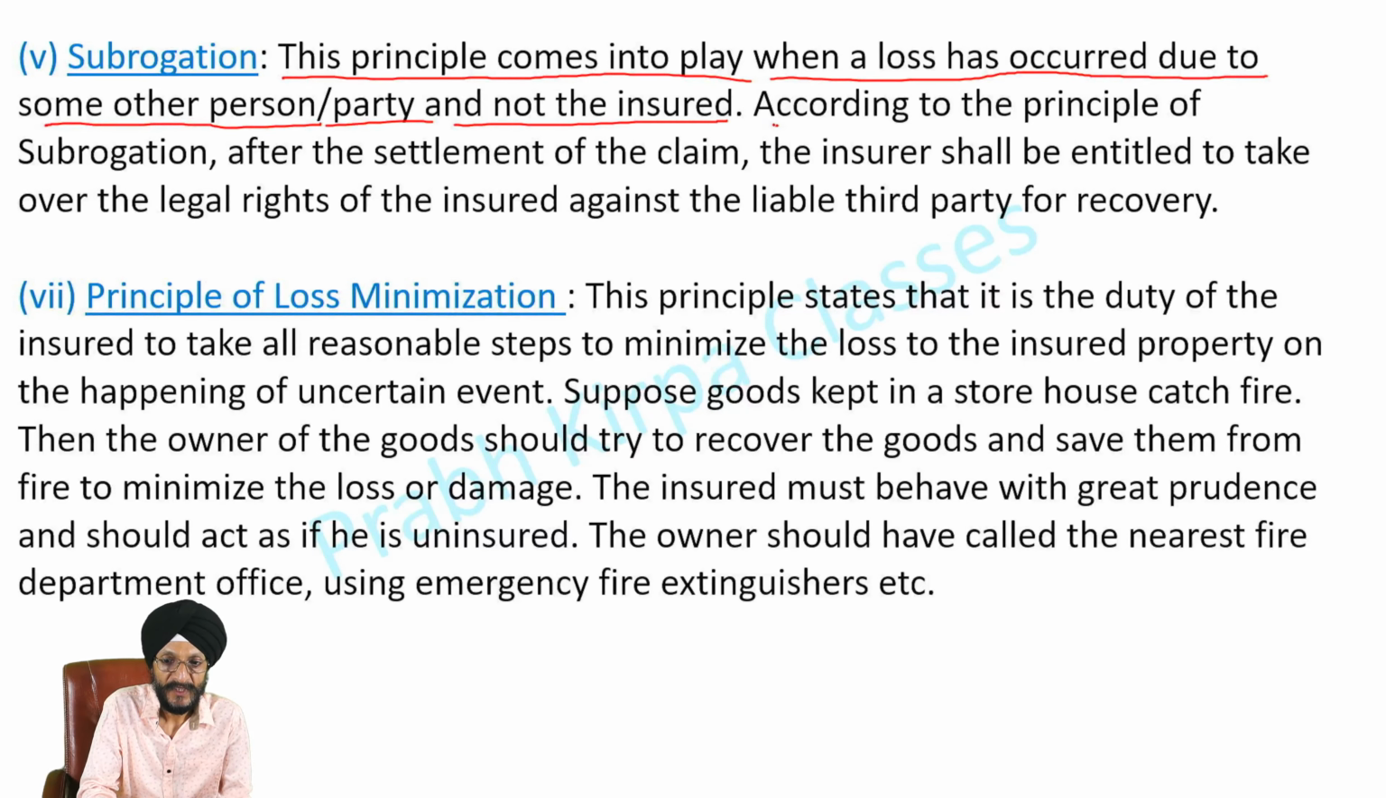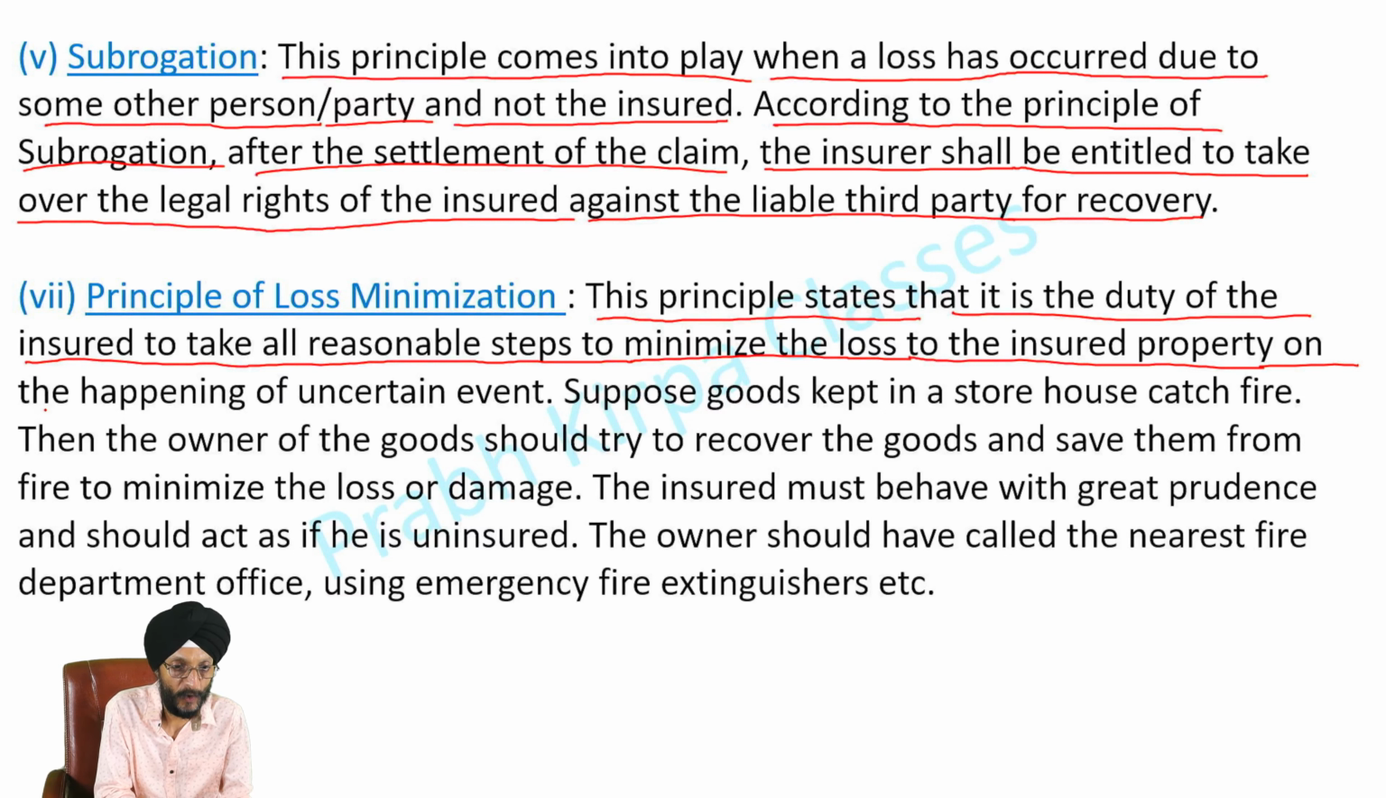Now, the next principle is the principle of loss minimization. As the name suggests, this principle states that it is the duty of the insured to take all reasonable steps to minimize the loss to the insured property on the happening of an uncertain event.